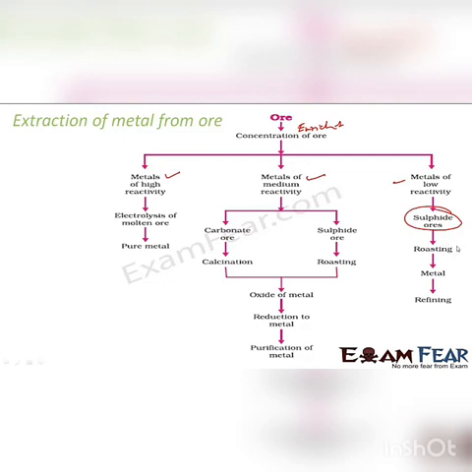Then you roast that metal, you get the metal and then you refine it. I'll explain this part. So in case it is low reactive, you get sulfide ores and then you do a roasting. I'll tell you what roasting is, and then you get the metals and then you further refine it.